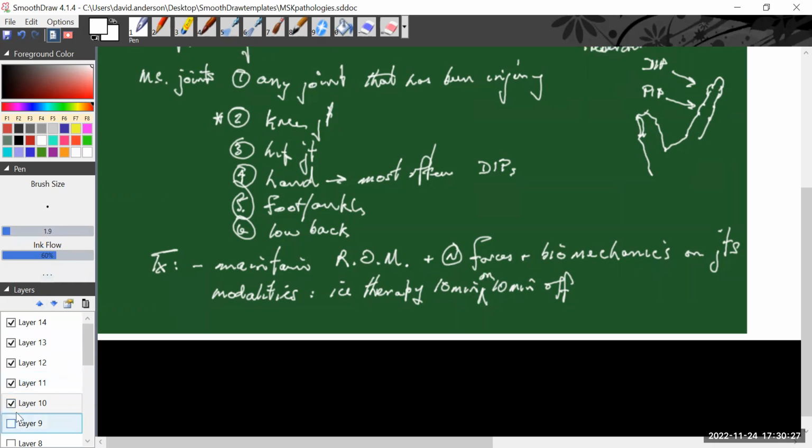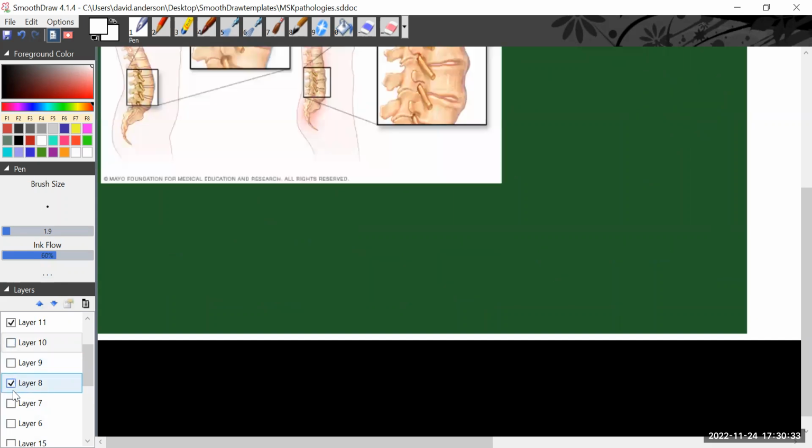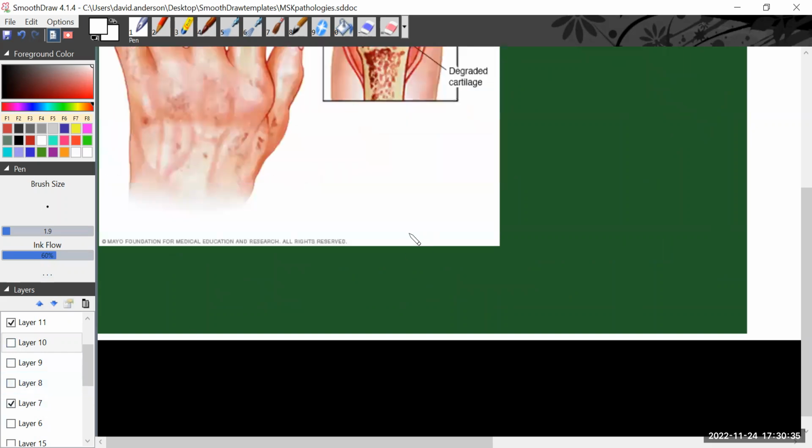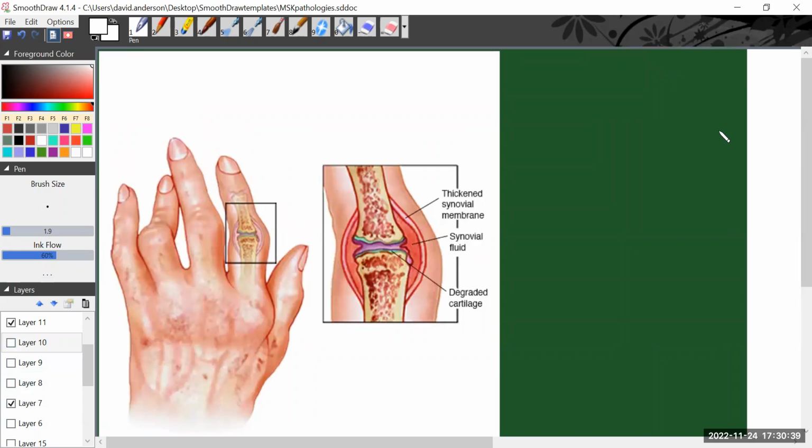So let's take a look at rheumatoid arthritis. Which one do I have here? Here's our rheumatoid arthritis picture. So in rheumatoid arthritis, the joints that are involved are going to be a bit different. The whole pathomechanics is quite different.